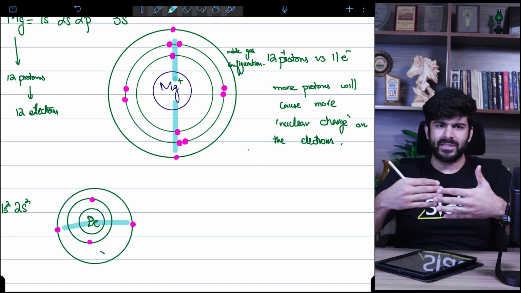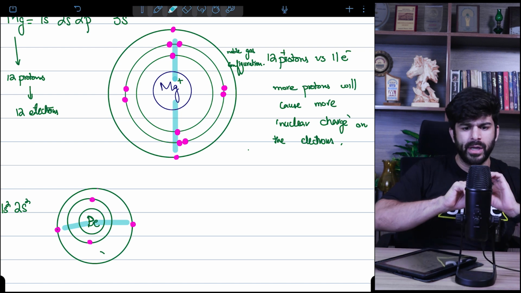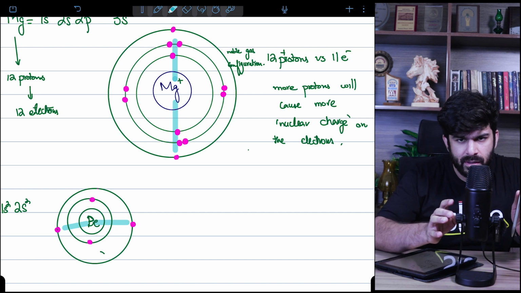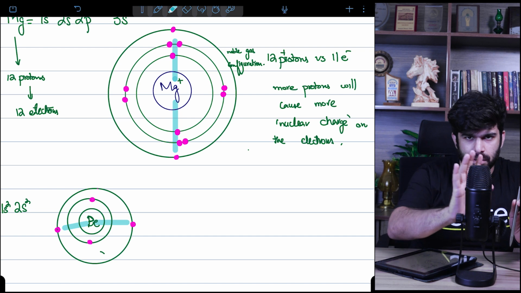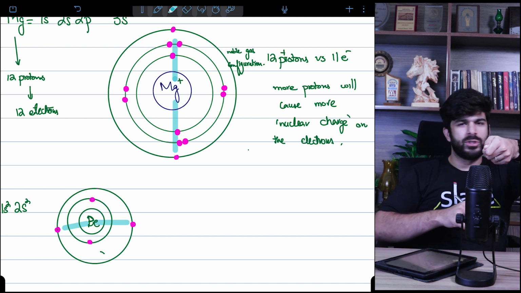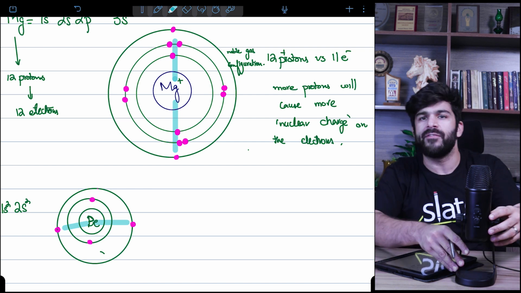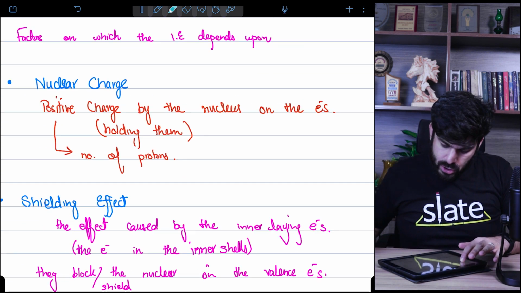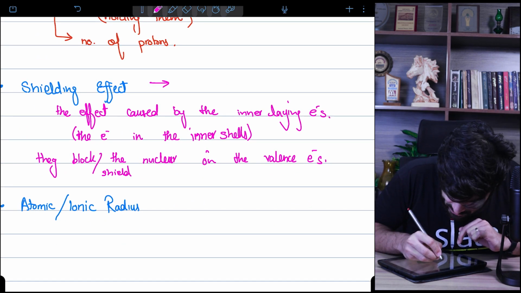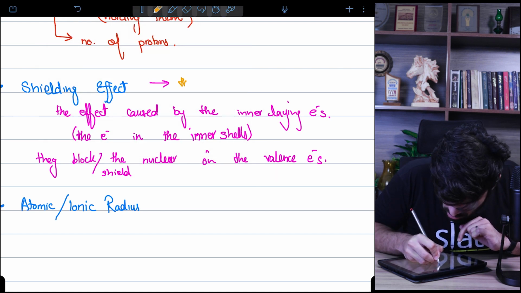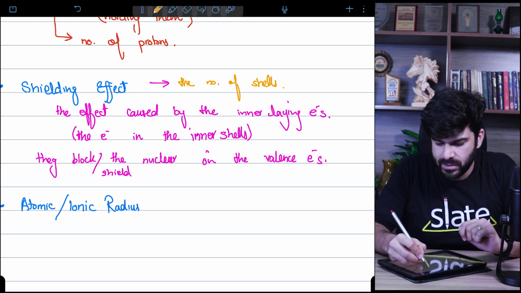Shielding is like they block the passage. For example, if this mic is in between and I am throwing out some ray from me, what will happen? This will block the throw. If you light a tube, this will block it. This will shield it. So that is what the shielding effect is all about. Just as nuclear charge depends on protons, shielding effect depends on the number of inner lying shells.